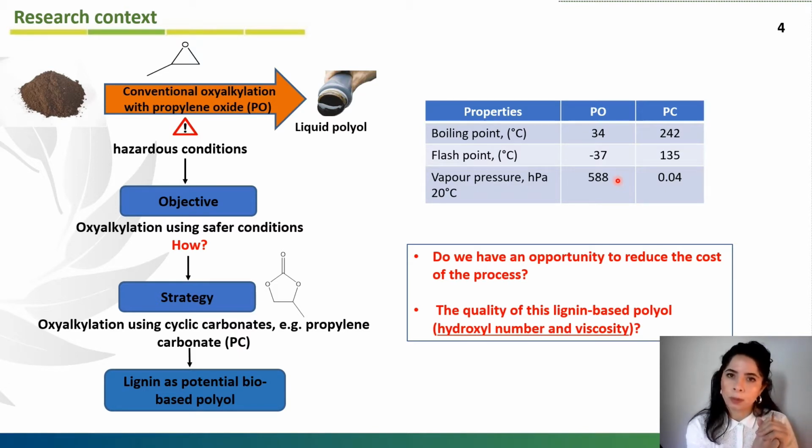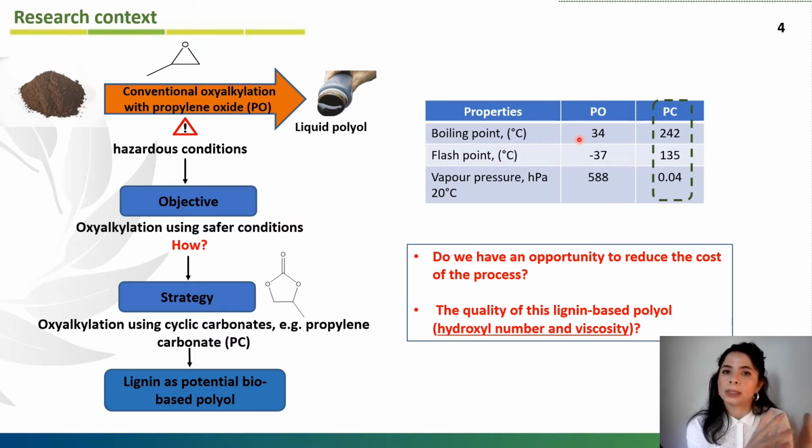How to solve this problem? One alternative to propylene oxide can be the use of cyclic carbonates, for example, propylene carbonate, PC. This PC, differently from propylene oxide, has a higher boiling point, which allows the process to be carried out at atmospheric pressure, even at a higher temperature, ensuring process safety. So at the same time, we are developing a bio-based product, and we should look at the quality of these bio-based polyols.